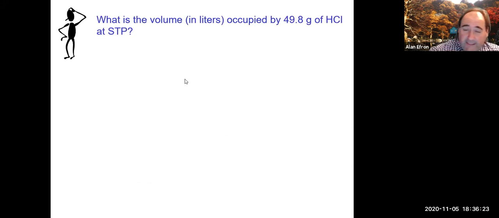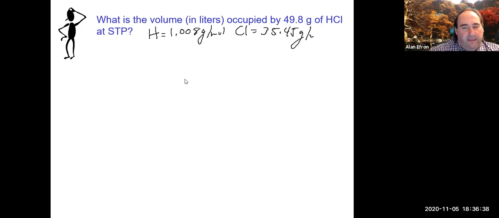What is the volume in liters occupied by 49.8 grams of HCl? H is 1.008, and Cl is 35.45 off the periodic table. All right, so see what you come up with here.